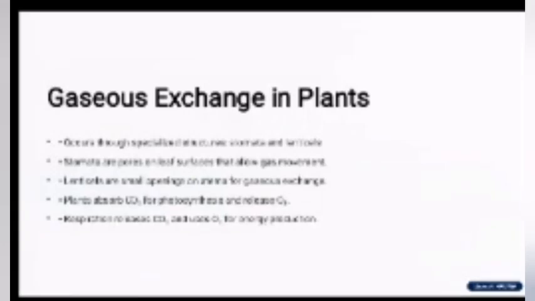Secondly, we have internal respiration. Internal respiration happens inside your body. External is the exchange of gases between your body and your environment. Internal is the exchange of gases between your body and your cells. Internal respiration is the process by which your cells take in oxygen and then release carbon dioxide into your bloodstream.